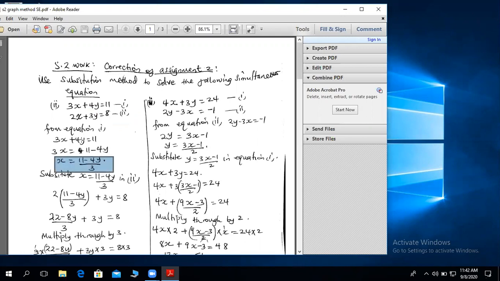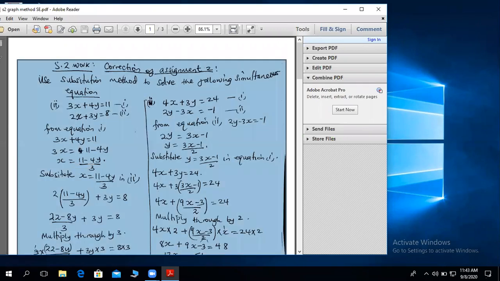By taking 4y to the other side, it becomes a minus. Then I divide through by 3, and that's how I end up getting this as the value of x. But remember what is very important. If I had used equation 1 to make x the subject, then this value of x, I must substitute in equation 2. Don't take this value of x back into equation 1.